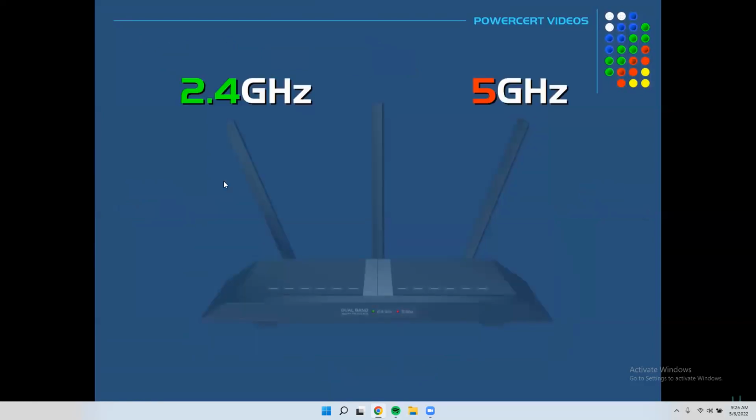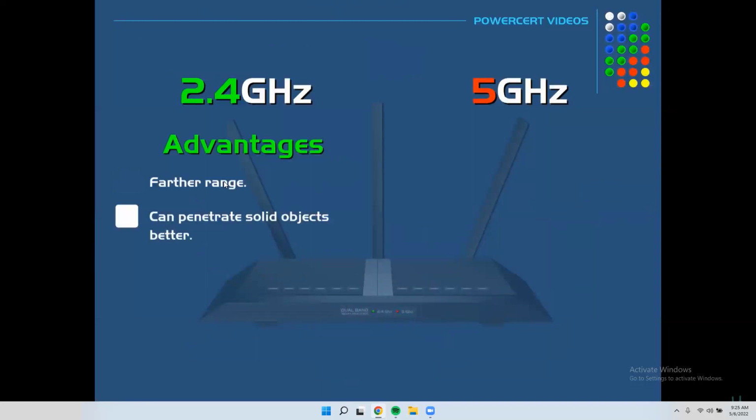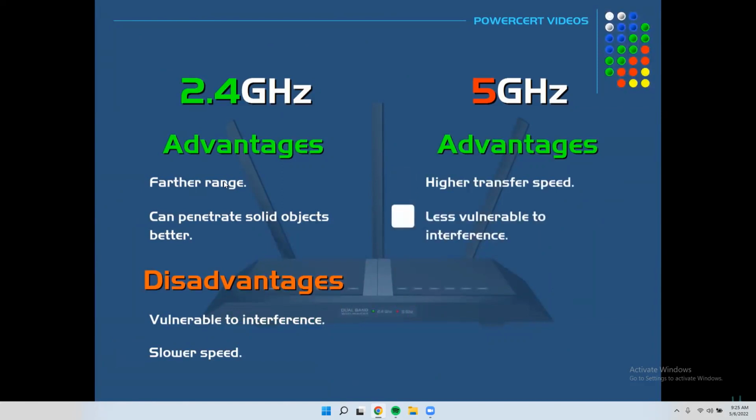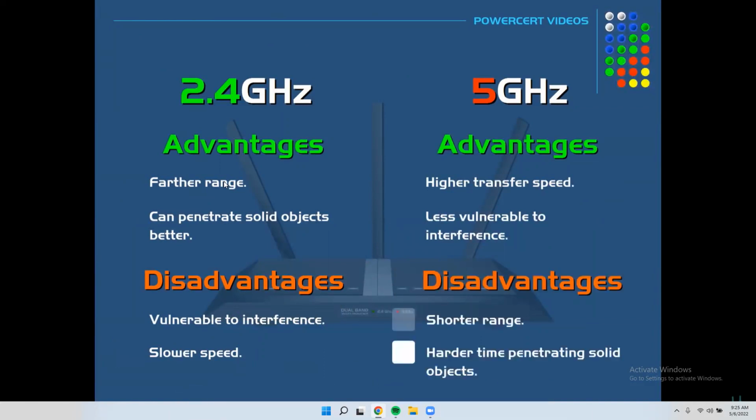So the question is, which band do you want to actually use? That really depends on your situation. They both have their advantages and disadvantages. The advantage of the 2.4 GHz is that it has a farther range and it can penetrate solid objects better. However, the disadvantage is that it's more vulnerable to interference because so many other devices use the same band, and it's also slower than the 5 GHz. And the advantage of the 5 GHz is that it has a higher transfer speed and it's less vulnerable to interference. But at the same time, it does have a shorter range and it has a harder time penetrating through solid objects.